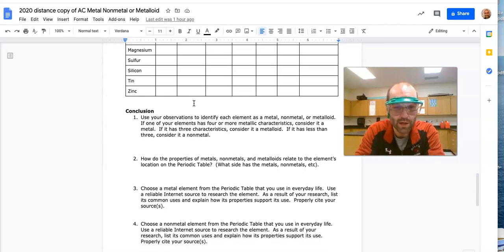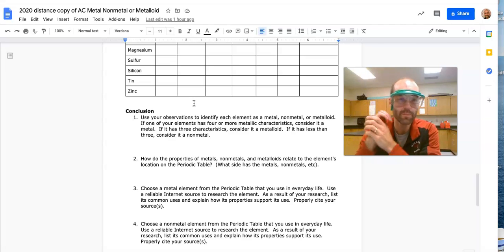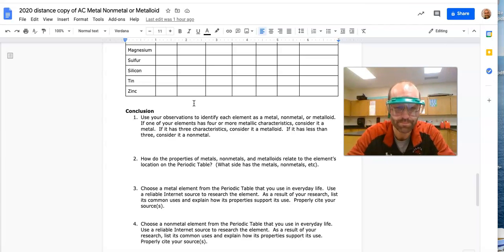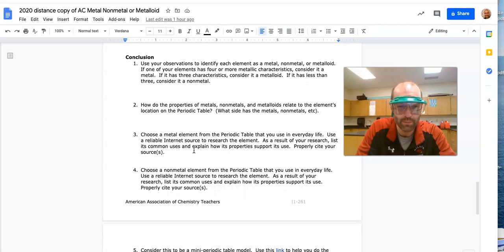So number 2, how do the properties of these 3 relate to the element's location on the periodic table? So you might notice all the metals, all the things you considered metals, are kind of on one section of the table, and all the nonmetals are in a different section. So which side is which, and then where are the metalloids? You can use the P-Table website to help you. I know that that has some information about those things as well. So you can check that out. Again, I'll trust you to pause if you need some time. Otherwise, I'm going to go on to number 3.